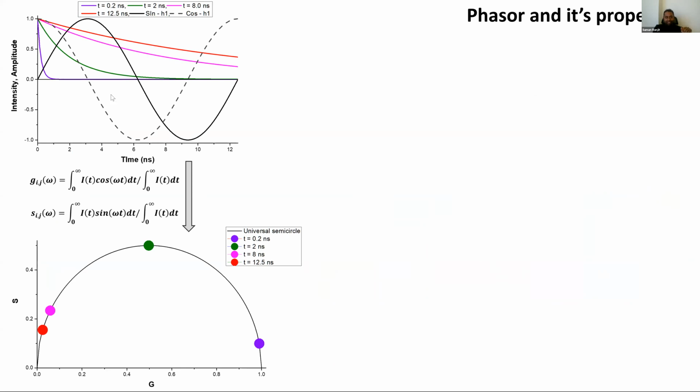So you have your lifetime, these are calculated lifetimes of different ones, and you have your sine and cosine curve. If you have a very short decay, you do the calculation, basically a multiplication at this point, and you get something with G close to 1, S close to 0. As you increase your lifetime, they move along this axis. If they're mono-exponential, they will always appear along this universal semicircle. And if they're multi-exponential, a sum of exponentials, they would appear inside. So that's just a quick calculation to show where they appear based on those lifetimes.